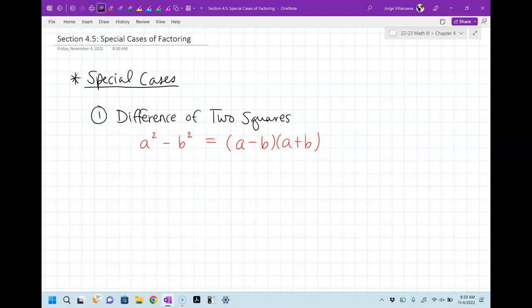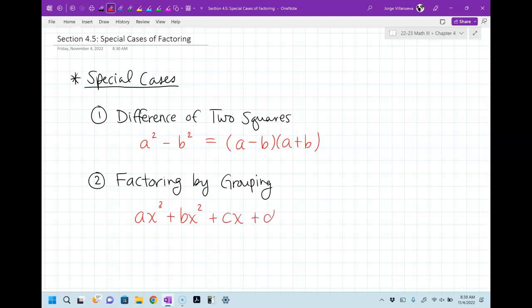Now, the second one is going to be the grouping. So factoring by grouping. And usually, factoring by grouping involves four terms. So you're going to notice it because there's normally like an ax cubed plus a bx squared plus a cx plus a d. Four terms. Okay? So those are the two things we're going to focus on.